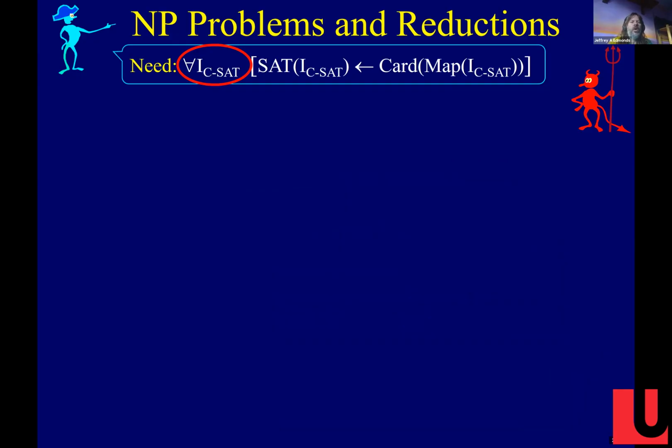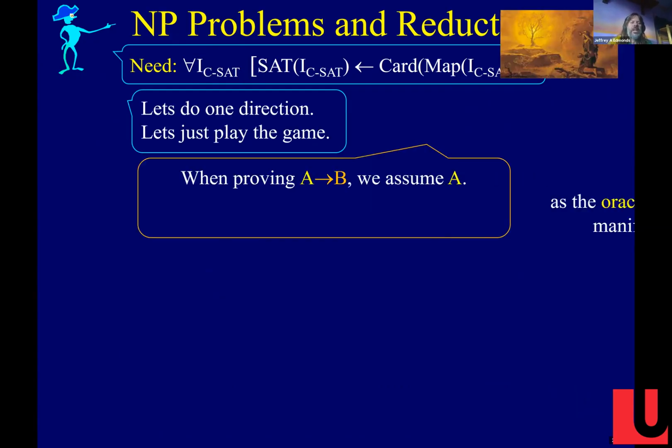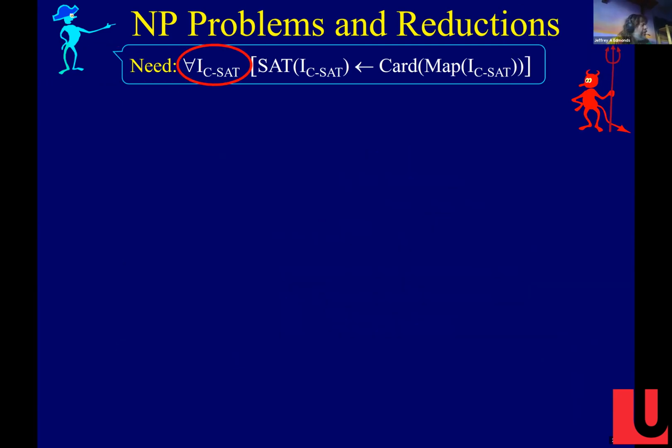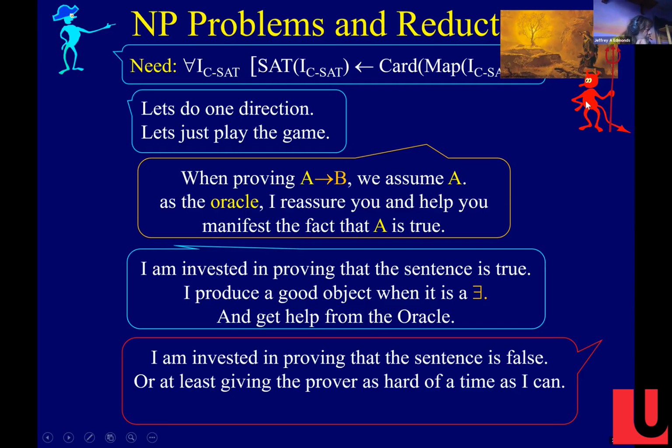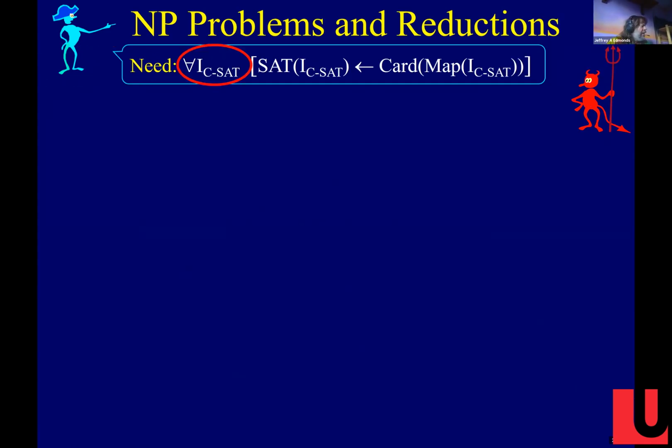That was just the running of the game, a reminder of who's doing what. The blue guy's proving things, the oracle's helping, and the blue guy comes up with exists, and the red guy comes up with for all, if you didn't remember that. So that was just a reminder, not the game itself. Let's now do the game. We have a for all. So how do you prove for all?